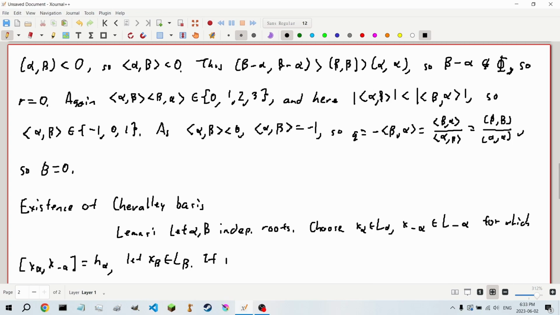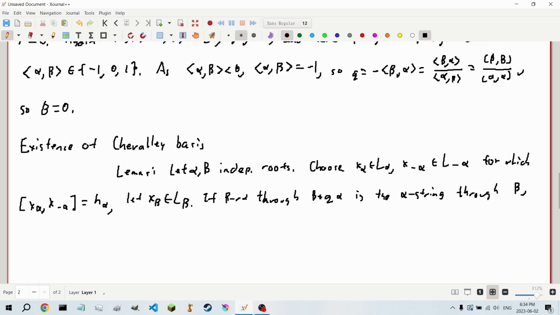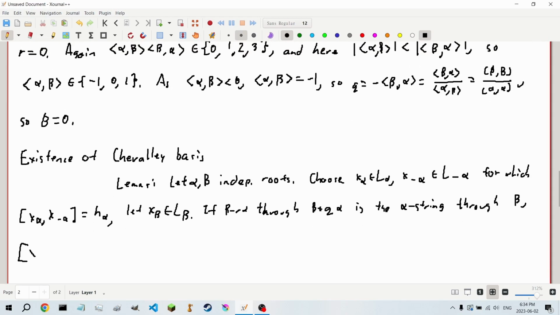Then if beta minus r alpha through beta plus q alpha is the alpha string through beta, then the bracket of x negative alpha on the bracket of x alpha and x beta is q times r plus 1 times x beta.